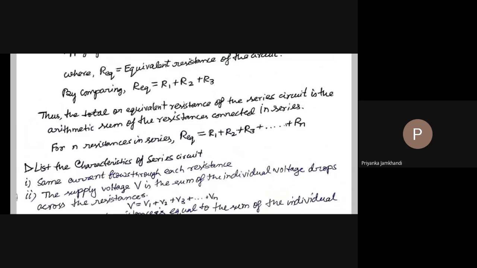Next is that the equivalent resistance is equal to the sum of the individual resistances. This Req is equal to the plus of all the resistances. They are saying that the equivalent resistance is equal to the arithmetic sum of the individual resistances.